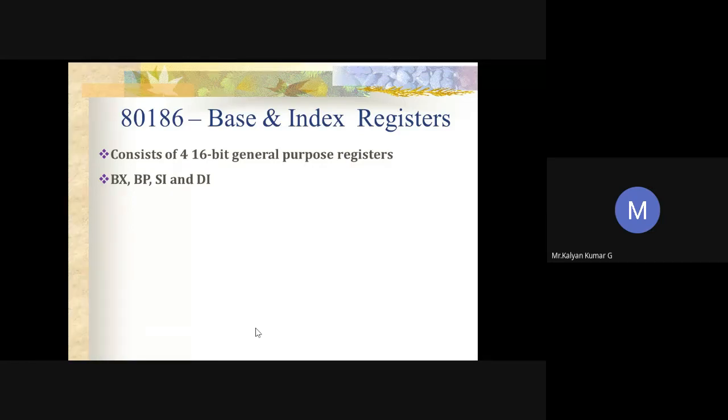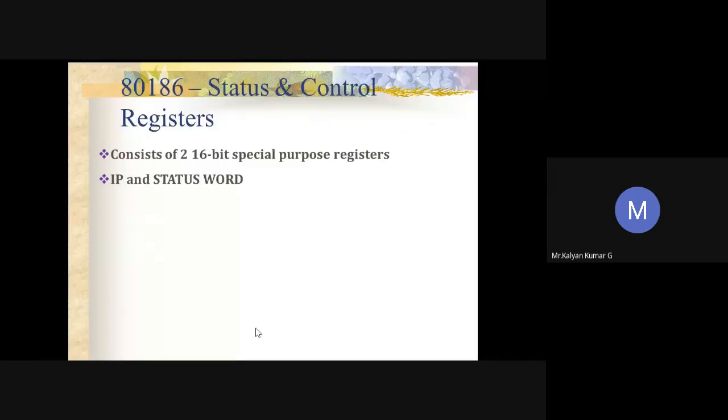So the main purpose is that they are used in various addressing modes to determine the physical address of the memory for any operand. For that purpose only we use these base and index registers. And then the status and control registers.